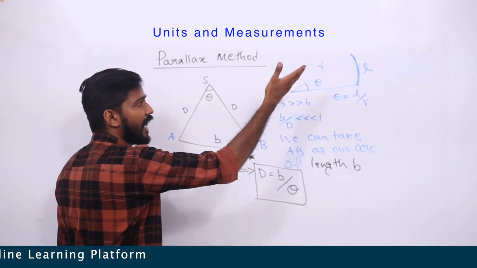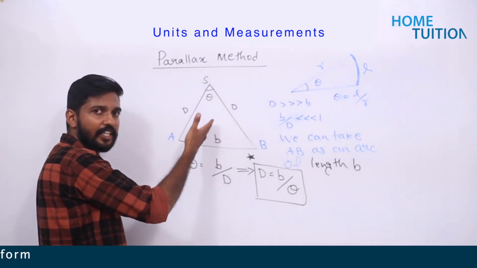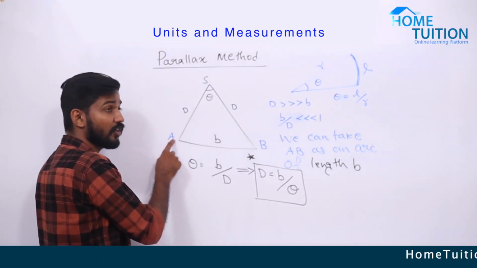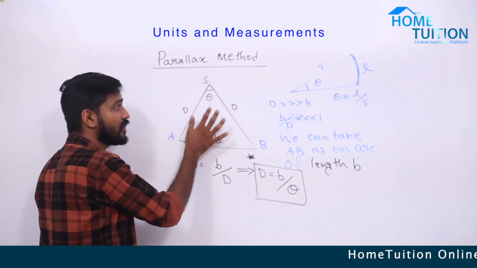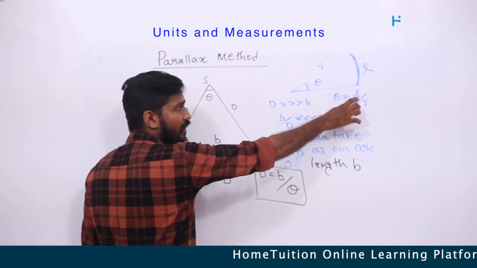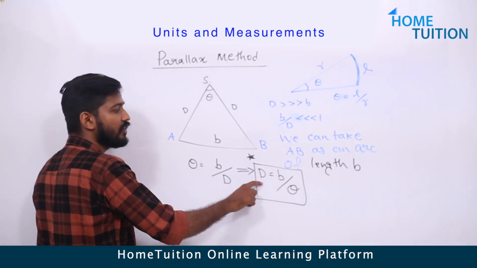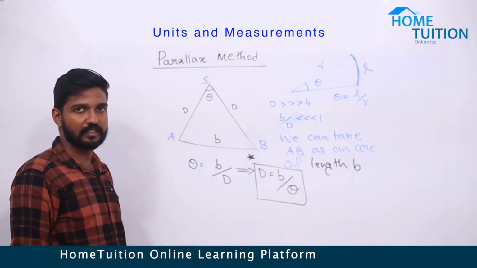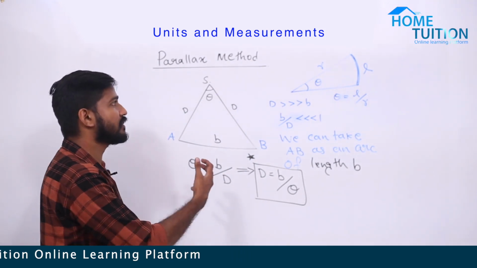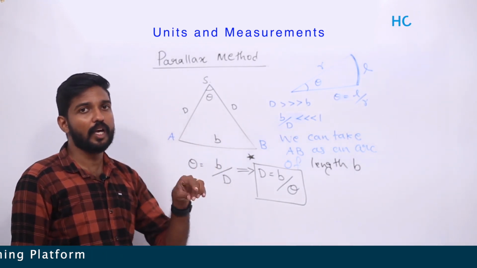So applying that equation here, which equation? Theta equal to L by R. In this condition, instead of the radius R we have the distance D, and instead of L we have b. So theta equal to b by D, and the distance D will be b by theta. Clear? And this is the method used. This is the parallax method. This method is used to measure the distance.